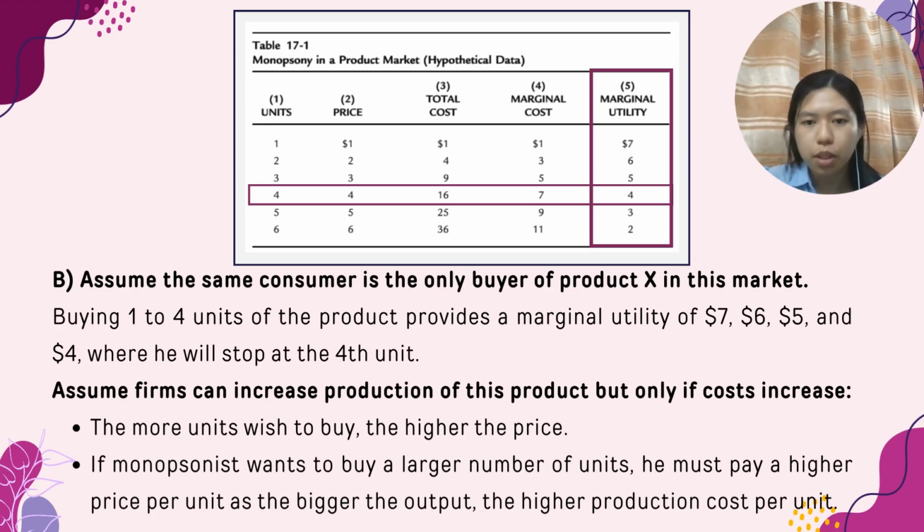Assume that the same consumer is the only buyer for this product X in this market. Buying units 1 to 4 will give the consumer a marginal utility from $7 down to $4. This is where the consumer would stop his purchase. Assume that firms can increase production of this product, but only if the cost increases. This means that the more units he wishes to buy, the higher the price he will pay. If the monopsonist wants to buy a larger number of units, he must pay a higher price per unit, as the bigger the output is, the higher the production cost per unit will be.